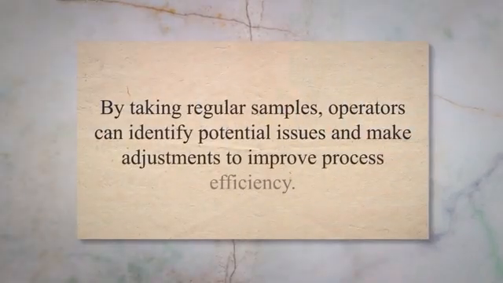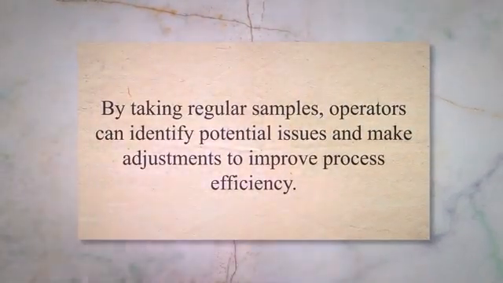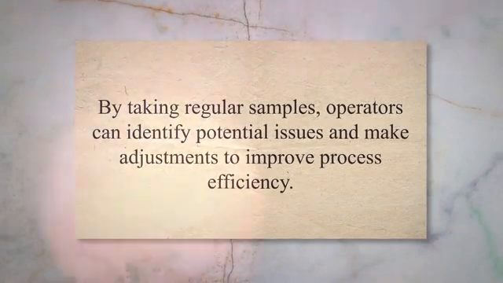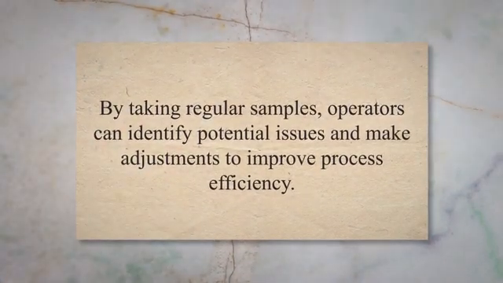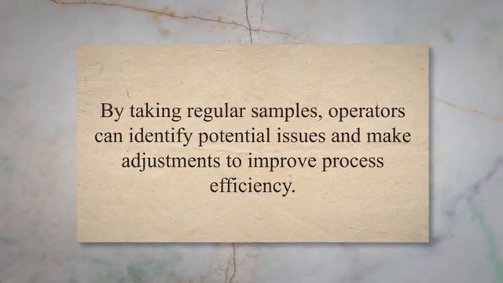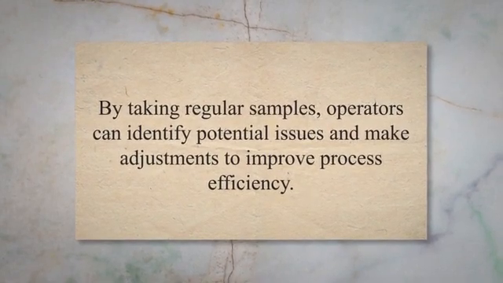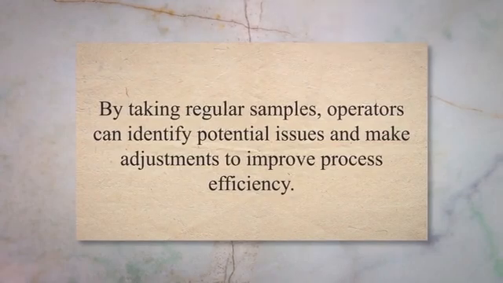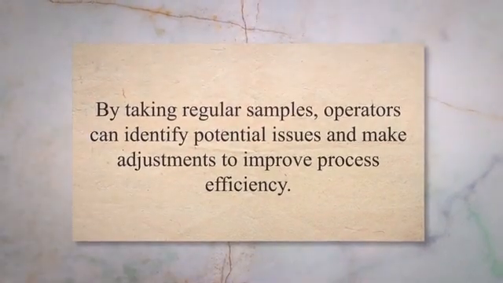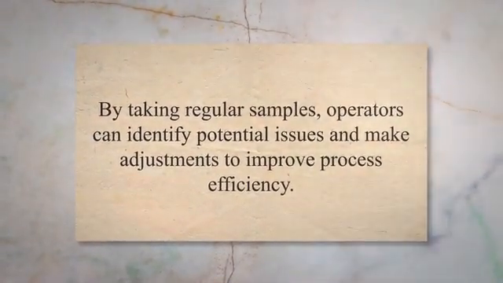Process monitoring and optimization. Sampling connection systems can be used to monitor and optimize process parameters, such as temperature, pressure, and flow rate, in the oil and gas industry. By taking regular samples, operators can identify potential issues and make adjustments to improve process efficiency.